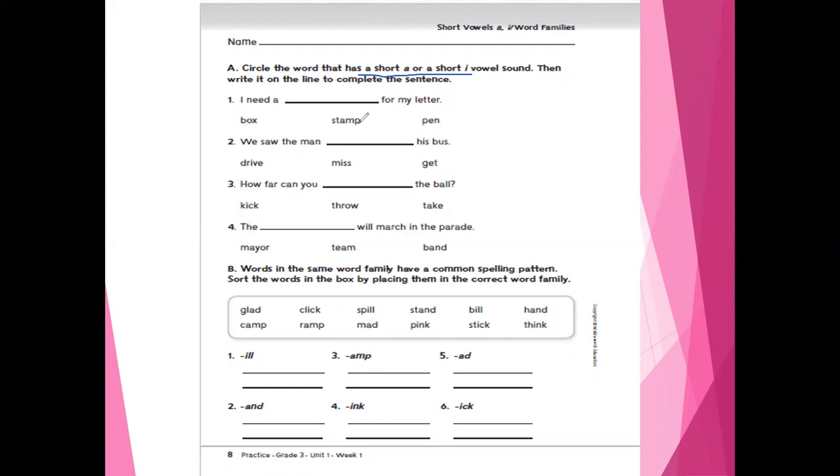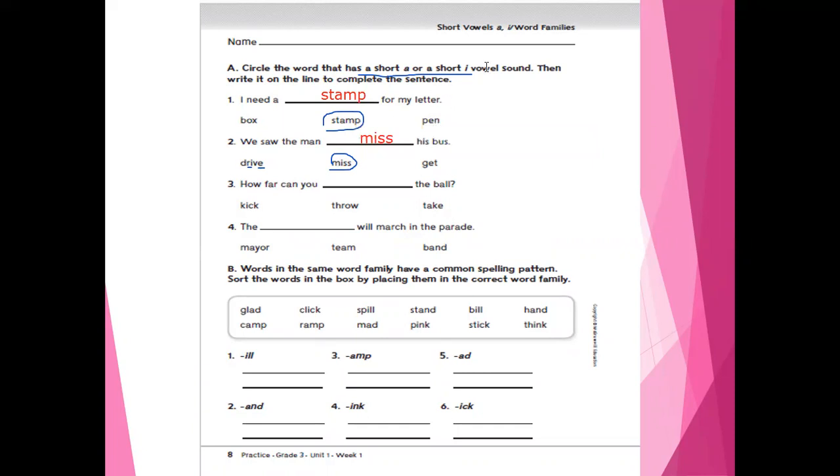Which word has a short A or short I? Box, short O. Stamp, short A. Pen, short E. We saw the man, his bus. Drive, long I, because we have I and E. Do you remember the magic E? It doesn't make a sound, but it makes the short sound long. Miss, short I, so we choose it. So we saw the man miss his bus. So let's write here. Stamp has short A. Miss, short I.